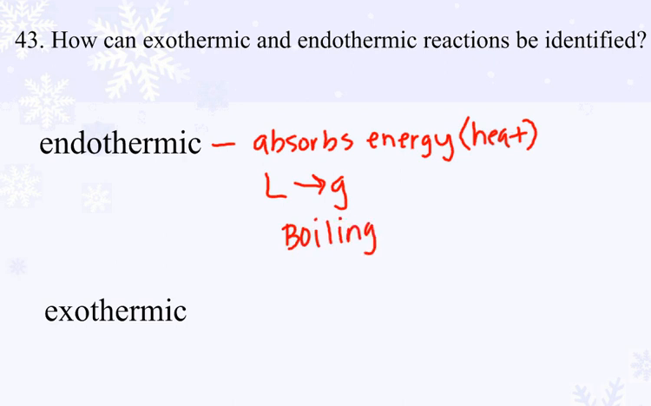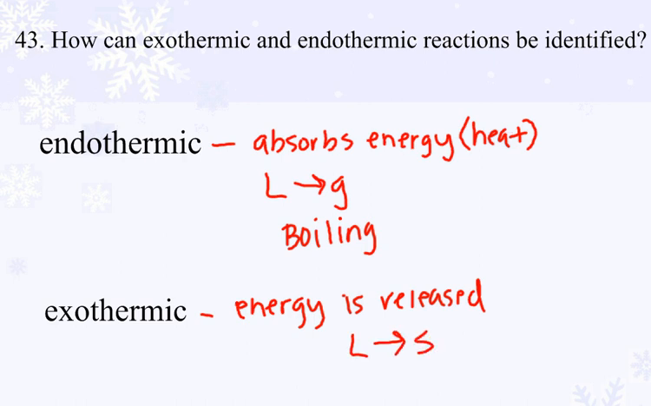is an endothermic process. Exothermic, on the other hand, is just the opposite. This is when energy is released. And an example of this would be going from a liquid to a solid. Energy has to be released in order to freeze something.